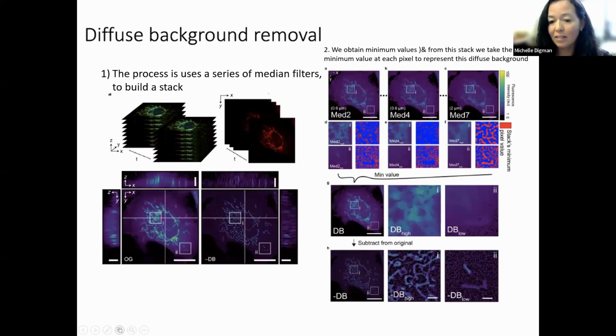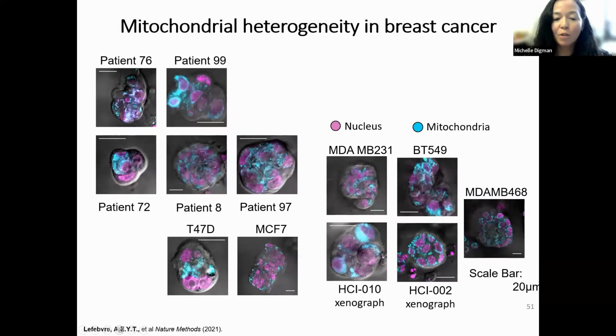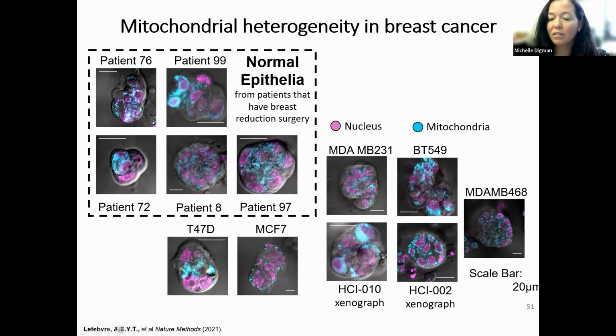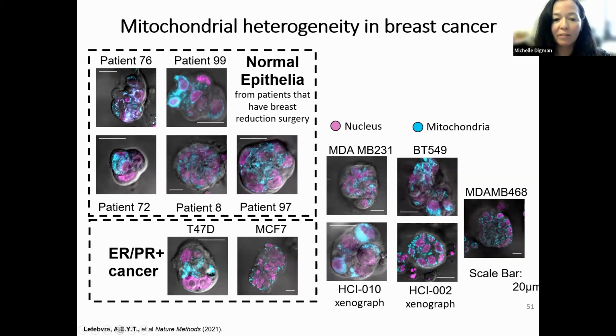You can actually see these mitochondria pop from the image here. And so we can also apply them to mitochondrial, let's say, movies from 3D spheroids. So we use these culture conditions to look at mitochondrial heterogeneity. We use normal epithelia. These are spheroids that are grown from patients that have had breast reduction surgery. So these are normal epithelia cells.